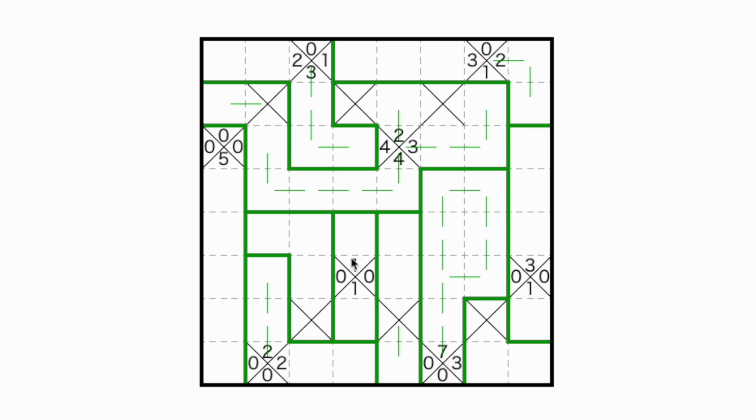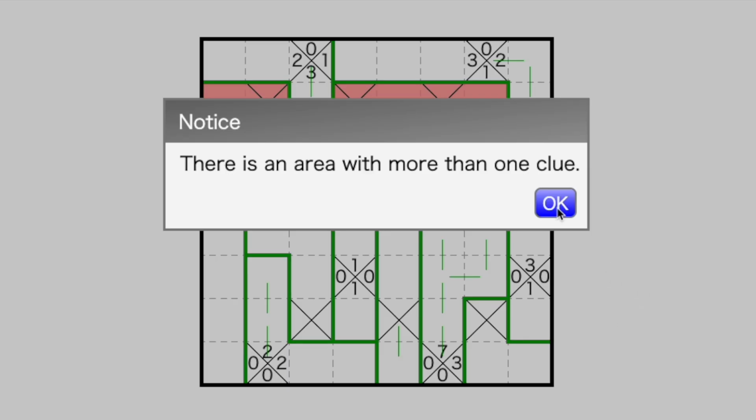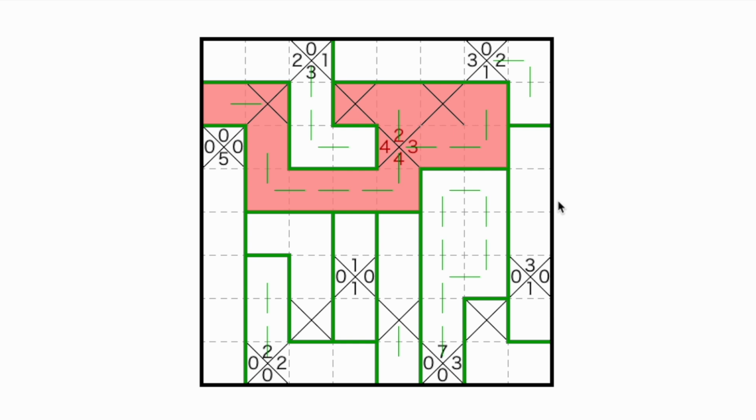And now every one of the compasses is isolated in its own region. So let's check our work. Oh, there's an area with more than one clue, it said. Yes, of course. So this is just a transcription error. We actually marked this compass's regions, but we didn't box in the other compasses that are not part of that one. Let's try that again and check our work. And that is how you solve a compass.